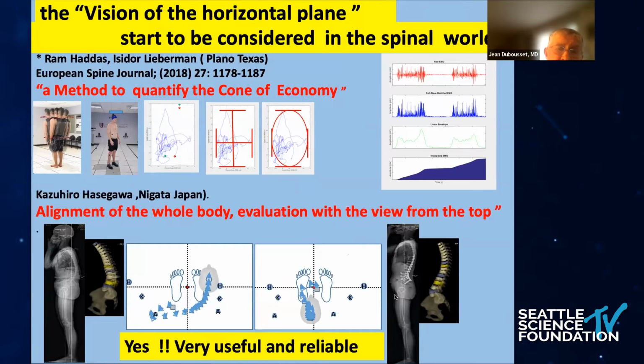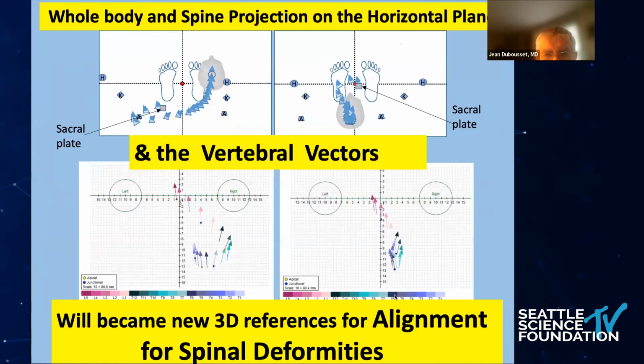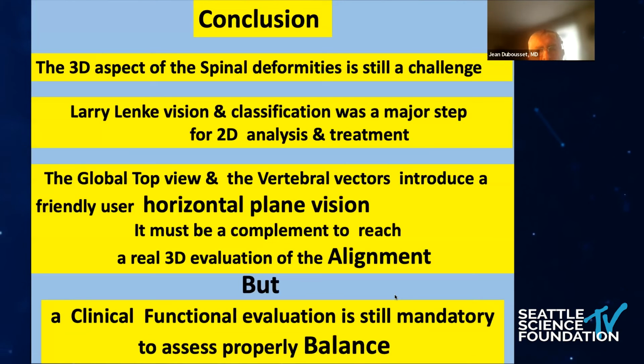Ramadams, Isidore Lieberman, quantifies the cone of economy, alignment of the whole body, evaluation of the view from the top, very useful and reliable, very reliable. So these two factors, vertebral vector, whole body spine projection on the horizontal plane, for me, will become the new 3D reference for alignment of the deformity.